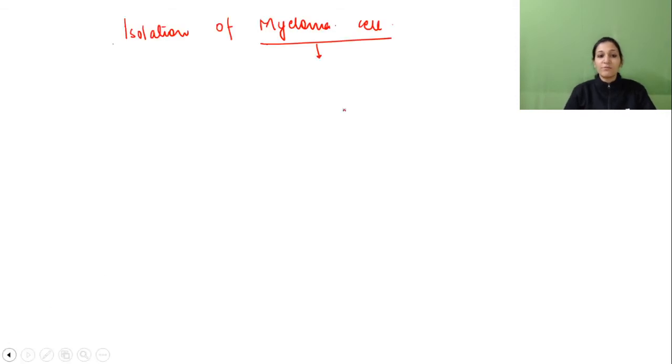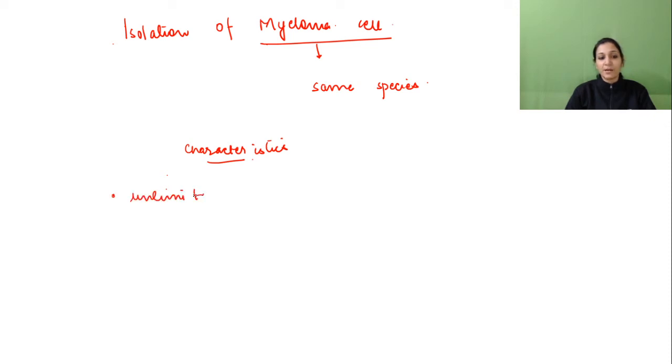So isolation of myeloma cells. So myeloma cells, they'll be isolated from the same species. They won't be isolated from some other species. Same species myeloma cell should be there. Now what are the characteristics of these myeloma cells? So myeloma cells, they have unlimited lifespan.